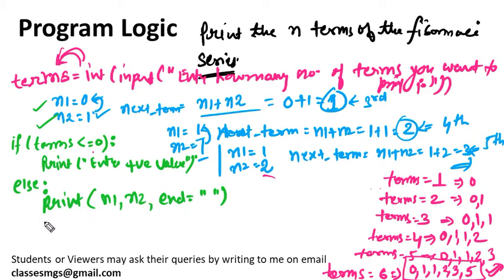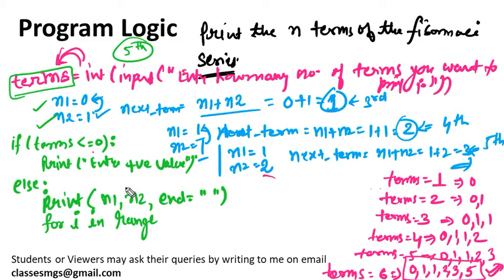So now what we need to do, either we can use a for loop to iterate up to the nth term we want to calculate. Let's suppose the user has entered 5, then we need to calculate the Fibonacci series up to the 5th term. For that purpose you can use the for loop, for i in range, because the first two terms, 0 and 1, are fixed.